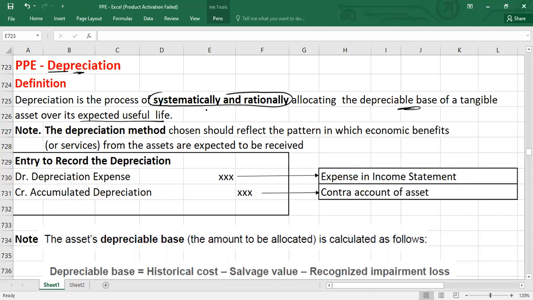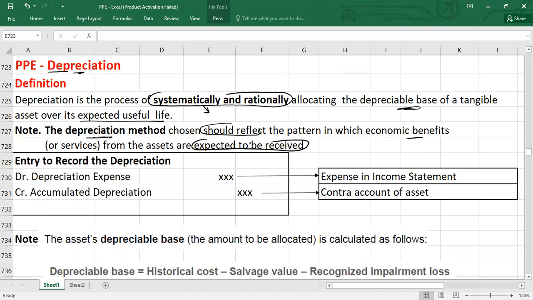First of all, what does it mean by systematically and rationally? Whatever depreciation method you use, the chosen method should reflect the pattern in which the economic benefit or the services from the asset are expected to be received. For example, if you have purchased an asset and you are thinking you are going to use this asset equally every year, then you should use the straight line method, because the straight line method of depreciation will give you equal depreciation.